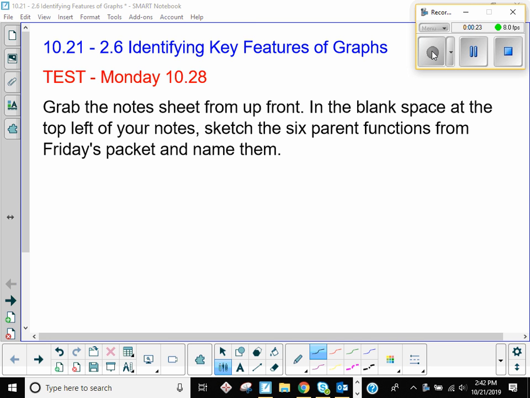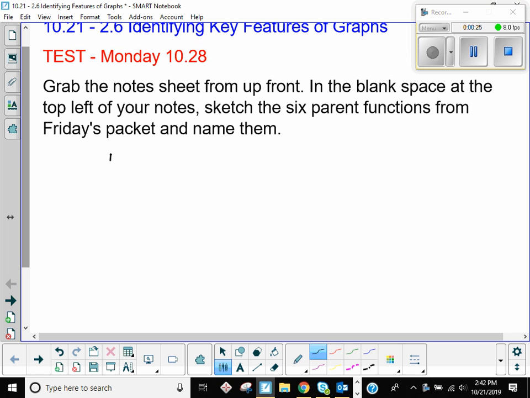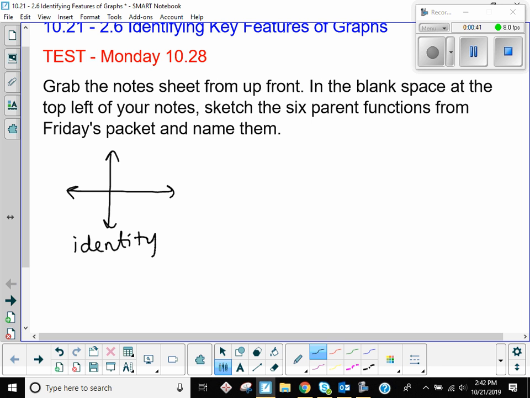And so these are our 6 basic functions. What was the very first one from your packet? Linear. And what was the name of it, though, on your packet? It wasn't linear. What did your packet call it? Starts with an I. Identity. It's okay if you give me as an answer linear, because we're so used to saying that. But your textbook calls it identity as its parent name. And so I'm going to call it identity just to be consistent.